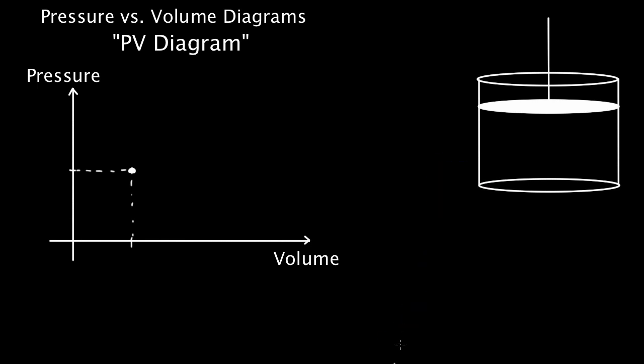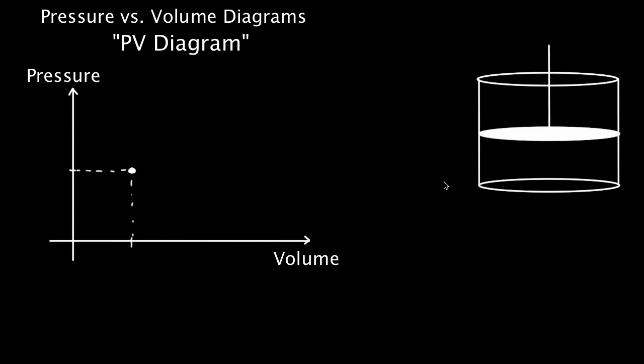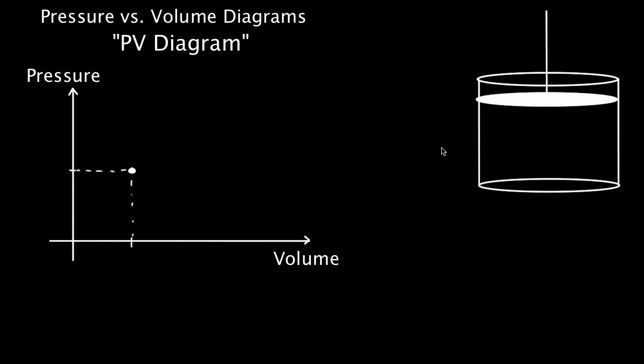Now what do I do? I know if I push the piston down, my volume decreases. And if I pull the piston up, my volume increases. So if I push the piston down, I know volume goes down. That means on this graph, I'm going that way. Piston going down means decreasing volume. What about piston going up?